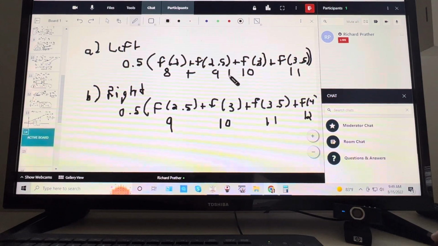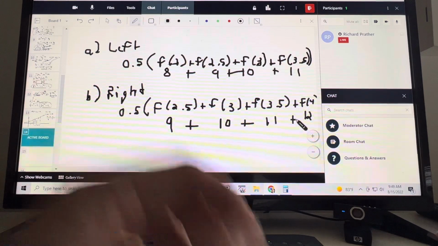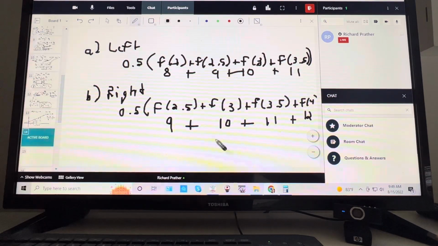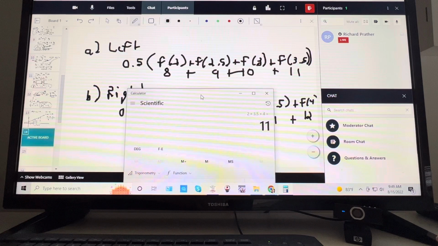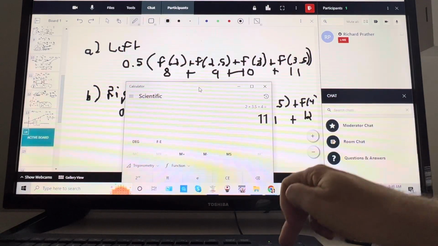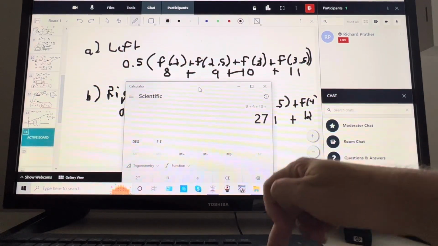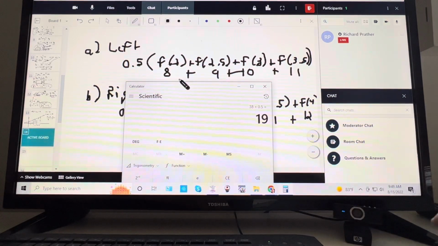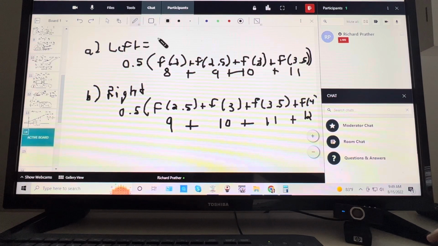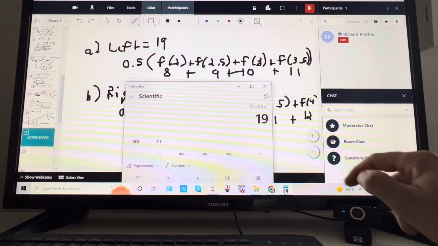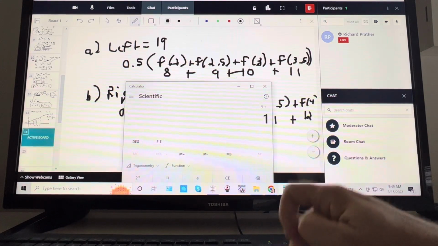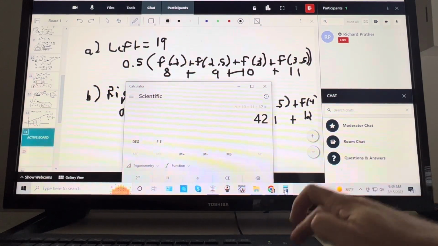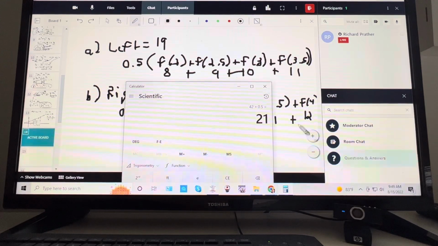So add this up and multiply by a half, because really each one's getting multiplied by a half. But if you factor the half out, you can do that at the end. So the left summation will be 8 plus 9 plus 10 plus 11, and then multiply by a half or divide by 2. So doing left rectangles tells me the total area of the 4 rectangles would be 19. For the right, I just have to do 9 plus 10 plus 11 plus 12 and cut that in half, 21.